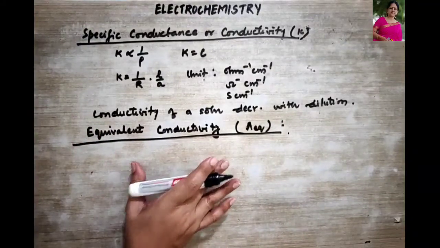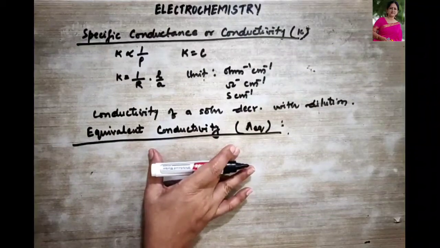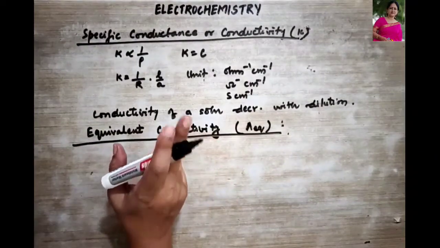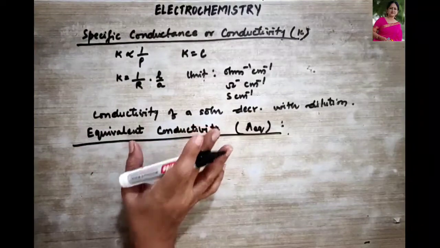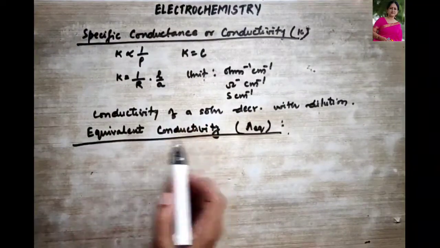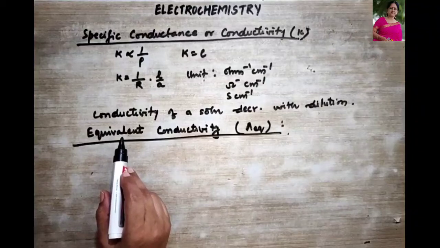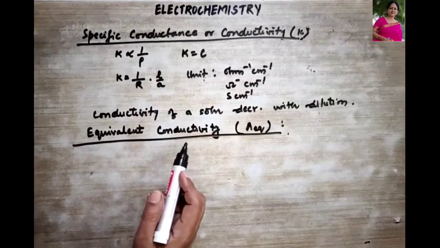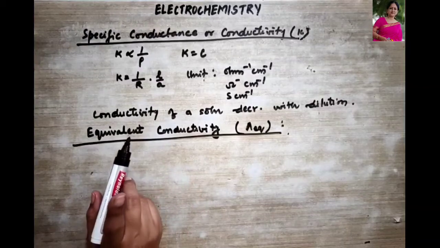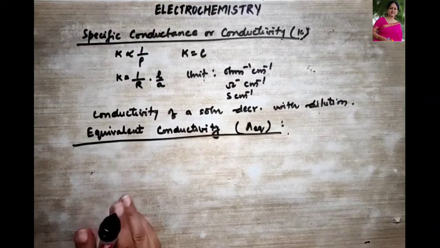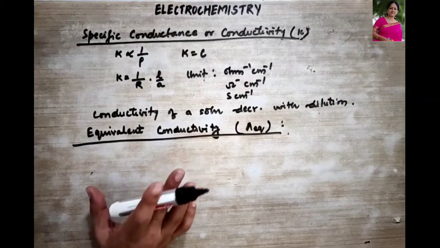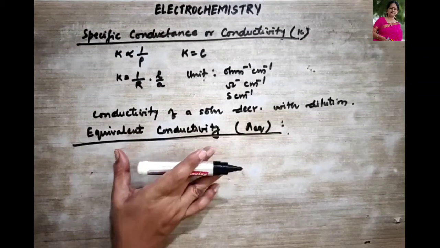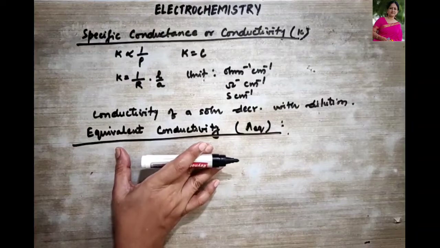So how can we define equivalent conductivity or equivalent conductance? It is defined as the conductance of a volume of a solution containing 1 gram equivalent of dissolved substance, which is placed between two parallel electrodes 1 centimeter apart and large enough to contain the whole solution between them. Clear? That is called your equivalent conductivity.